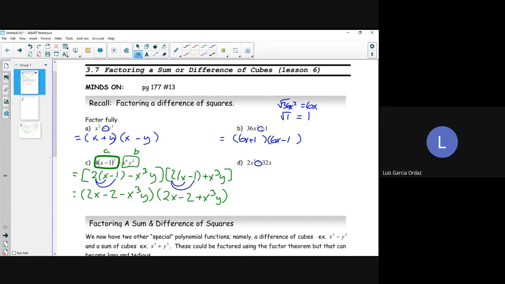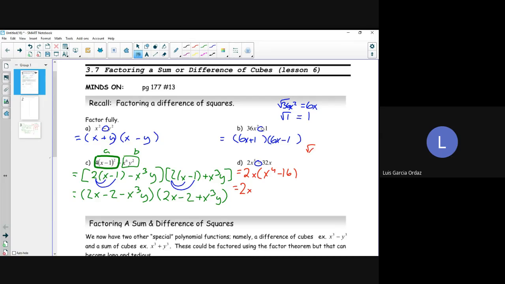that question for you. And then the last one, we have 2x to the 5 minus 32x. Does 2 and 32 have a perfect square root? Yes or no? No. So what would we have to factor out first before we can proceed with our difference of squares? So we're going to factor out a 2x. So what we're left with is x to the 4 minus 16. And then it becomes easy.